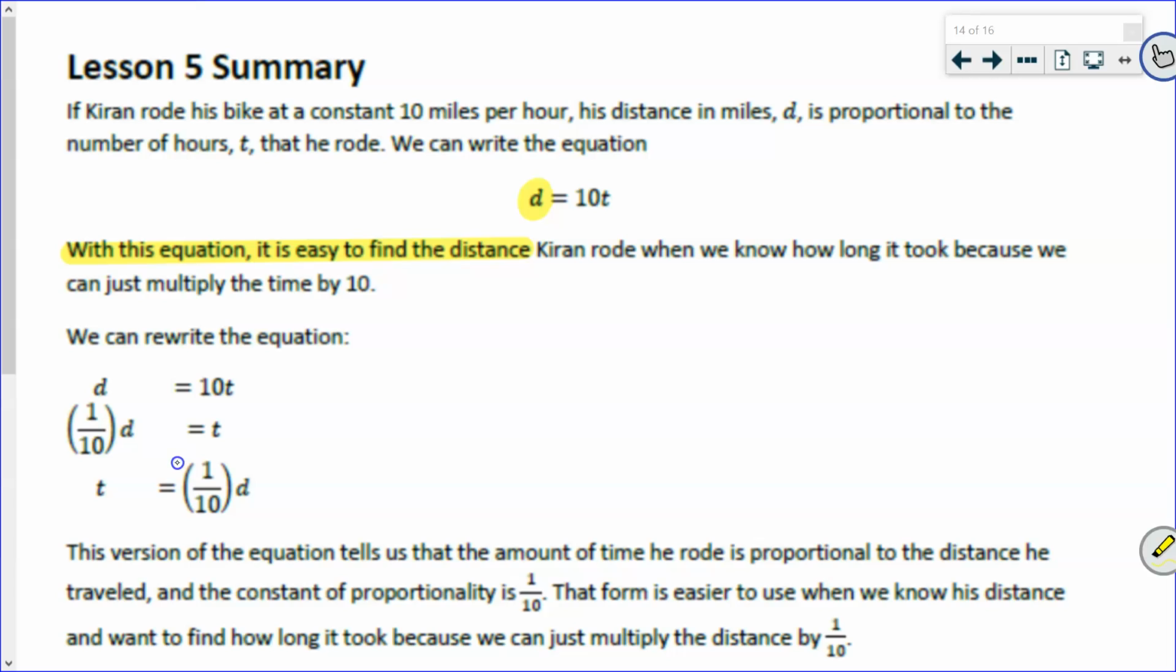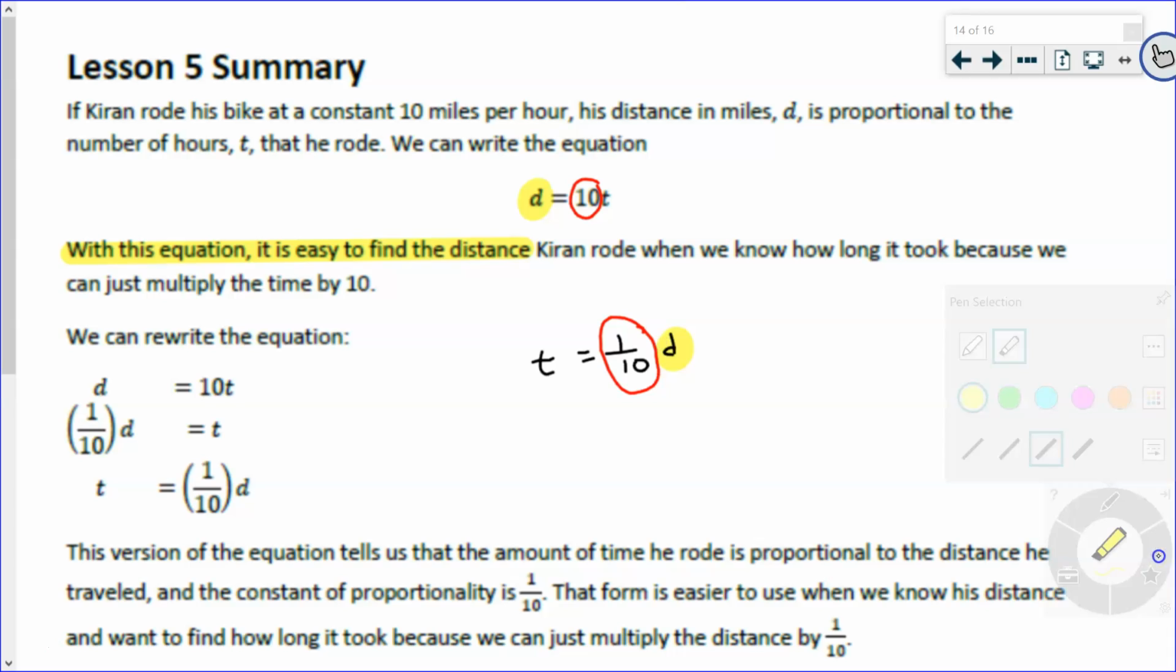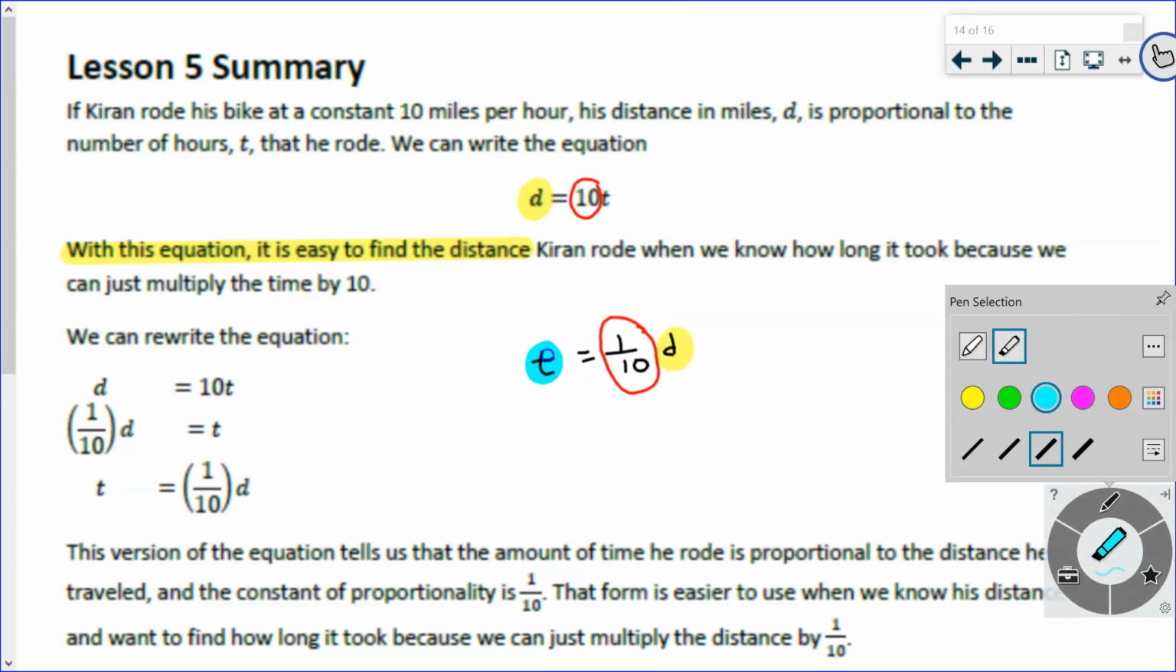We can also rewrite the equation. These are just using the tips that we've practiced. T equals 1/10 D. Notice what's happening here. We see the 10 and we see the 1/10, and we see the D, but now the D is not alone. The D is multiplied by 1/10. Because now I have T alone, and before, T was multiplied. So look at all those changes.